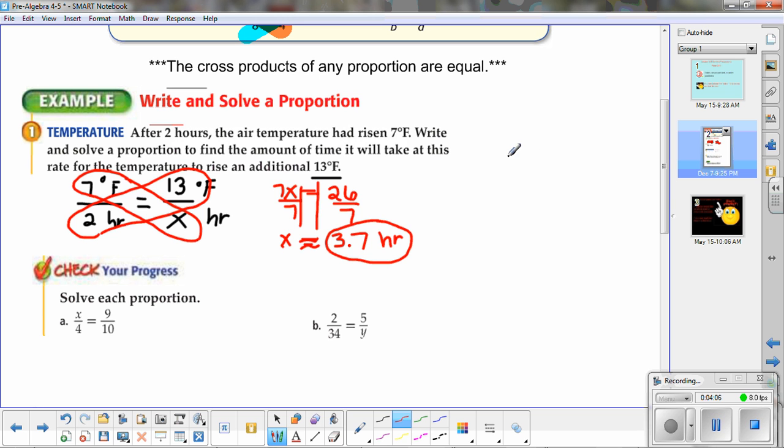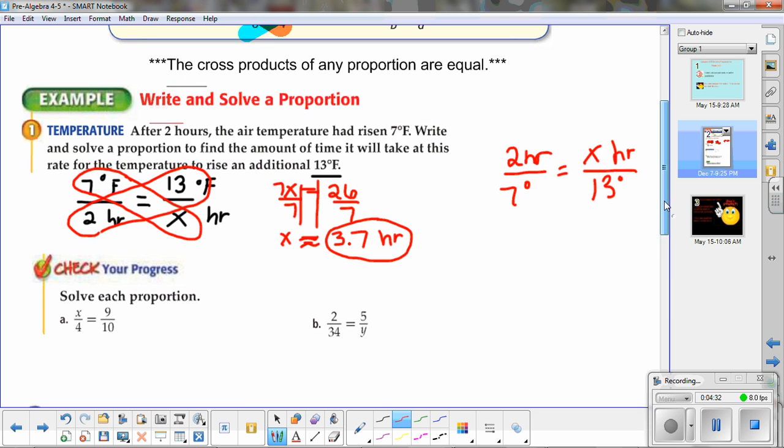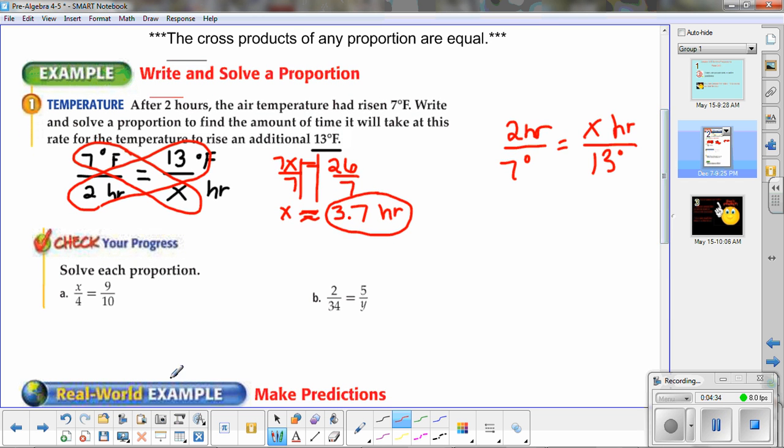The other thing I wanted to point out is if you would have chosen to write this the other way, if you would have done 2 hours over 7 degrees equals x hours for another 13 degrees, you would have ended up with the same problem. You would have 7 times x, which is 7x, and 2 times 13, which is 26. You would have 7x equals 26. You may want to pause the video and try the next two on your own.